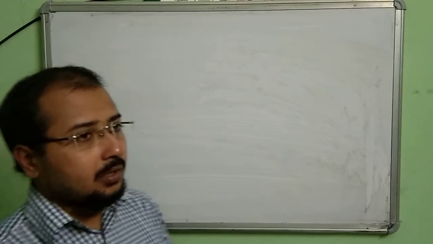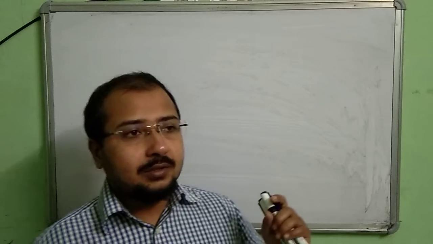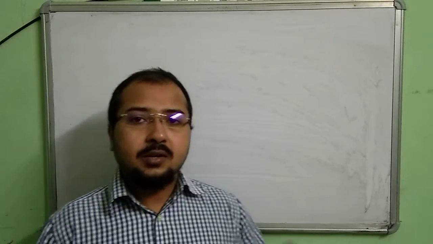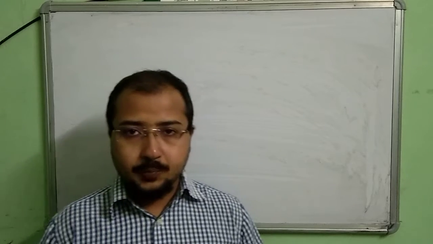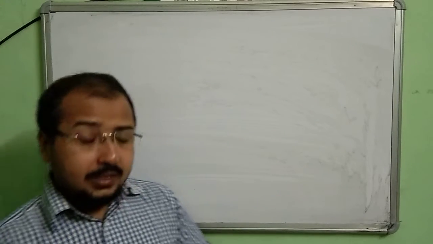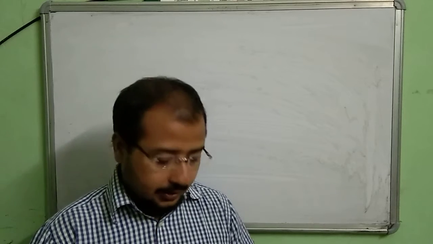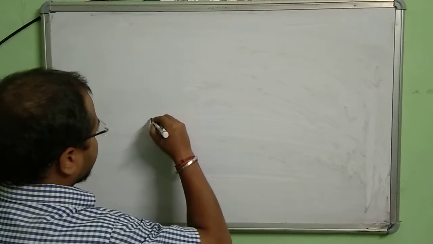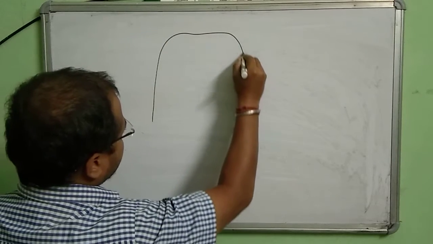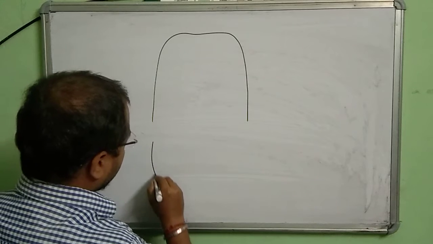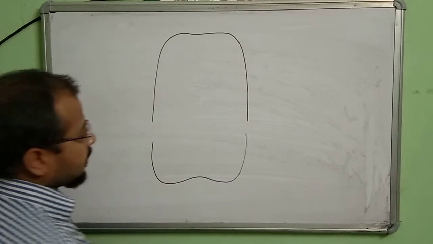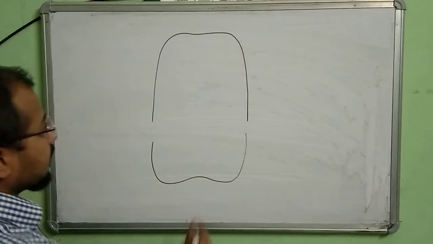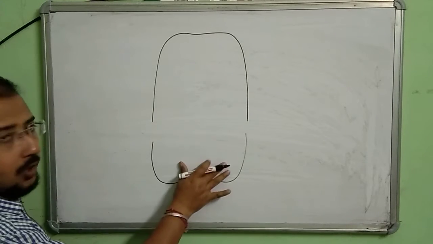First of all, we need to see the ribosome. Ribosome is actually the site for protein synthesis. It is the factory for protein synthesis. This ribosome has two structural units. First of all, let me draw the ribosome here. This is the two structural units of the ribosome. This is the large subunit, this is the small subunit.